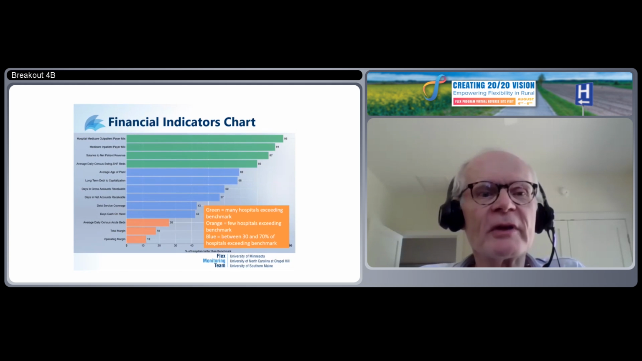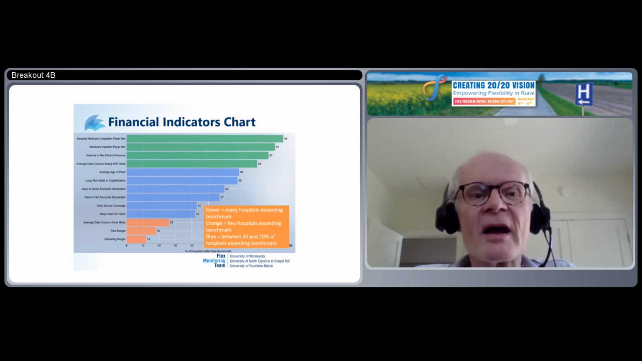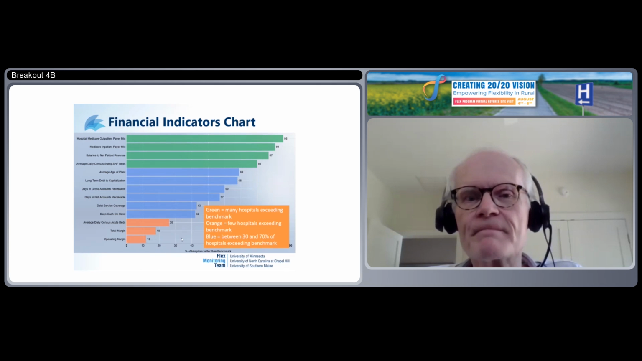Finally, the net financial indicators chart. This tells you essentially how many hospitals are exceeding the benchmark, and the orange is for those that are not meeting the benchmark. So the ones at the top of the screen, you can probably not worry about those. Again, the ones at the bottom, those are the kinds of indicators that might suggest the kinds of interventions you might want to consider for the state.